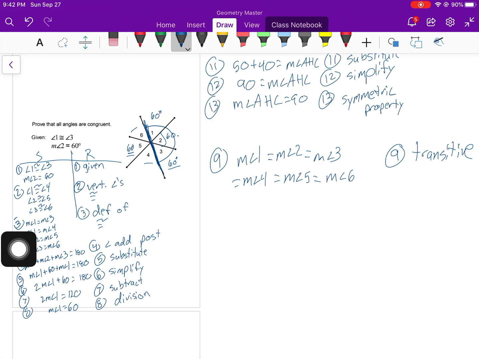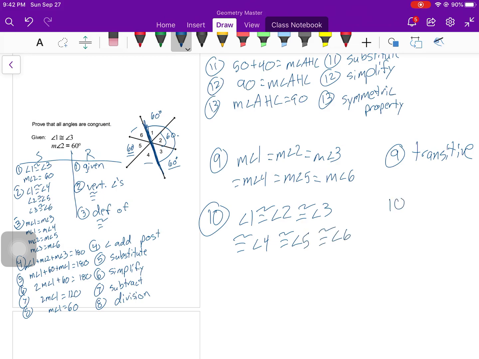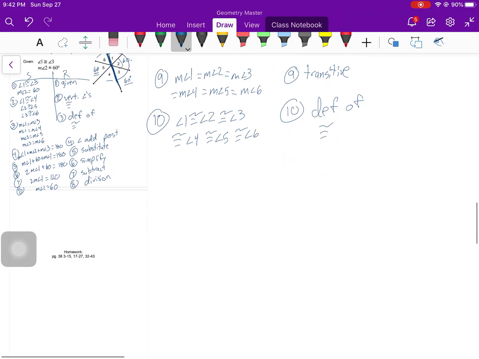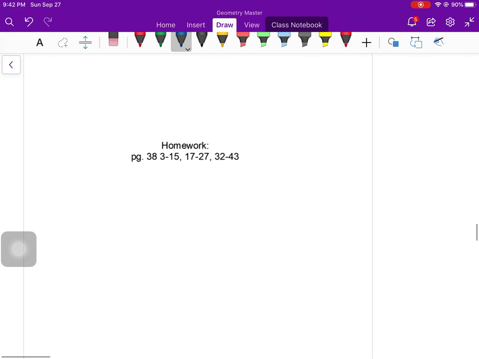But what I needed to show is that all angles are congruent. So the last one is angle 1 is congruent to angle 2, is congruent to angle 3, is congruent to angle 4, congruent to angle 5, congruent to angle 6, with the definition of congruent. That's the last proof for the notes.